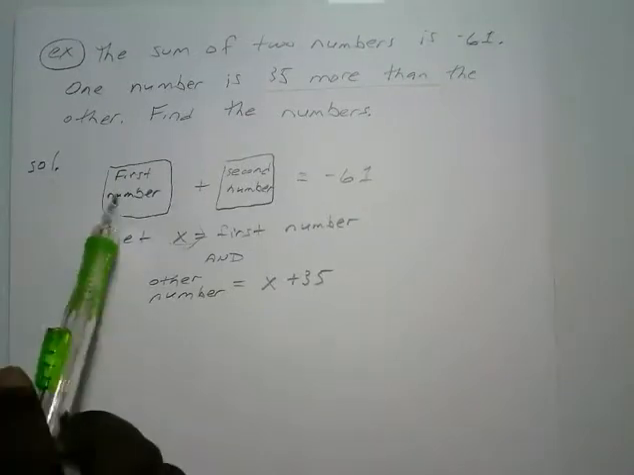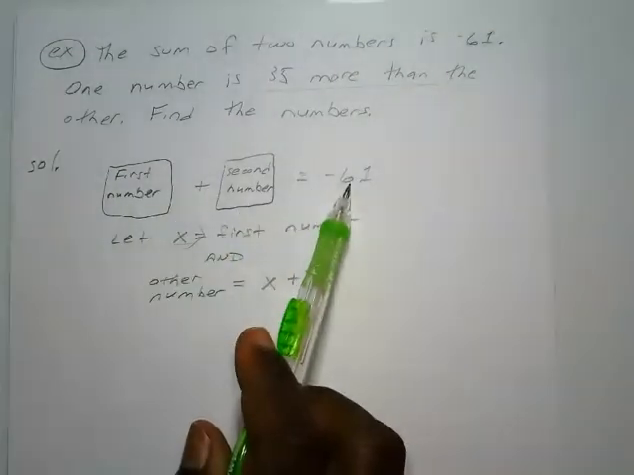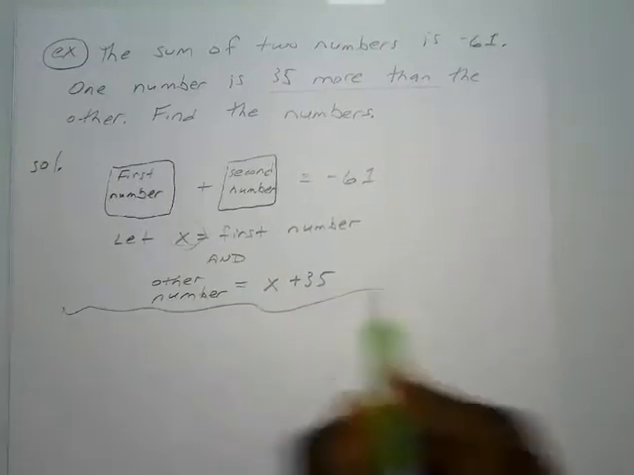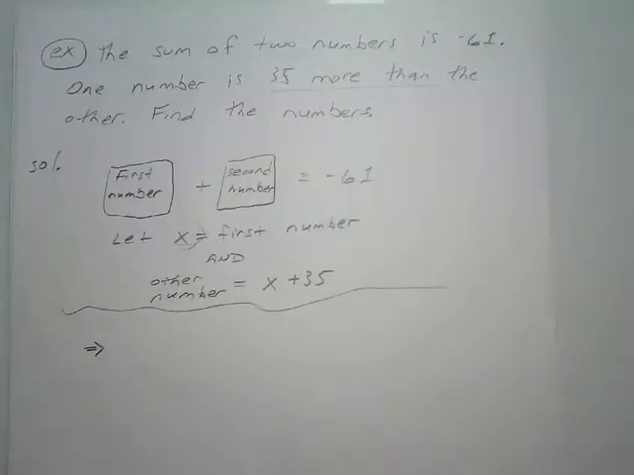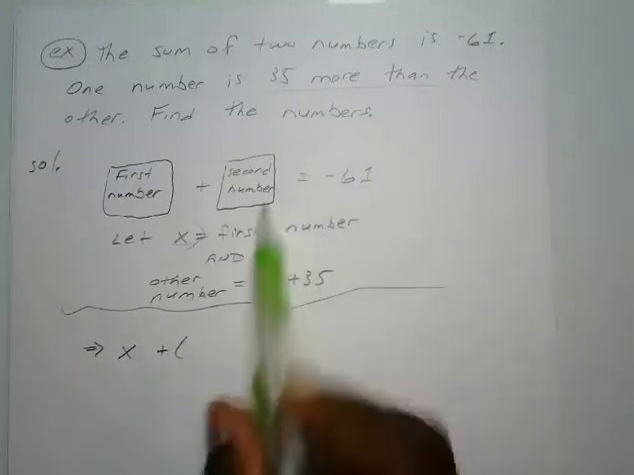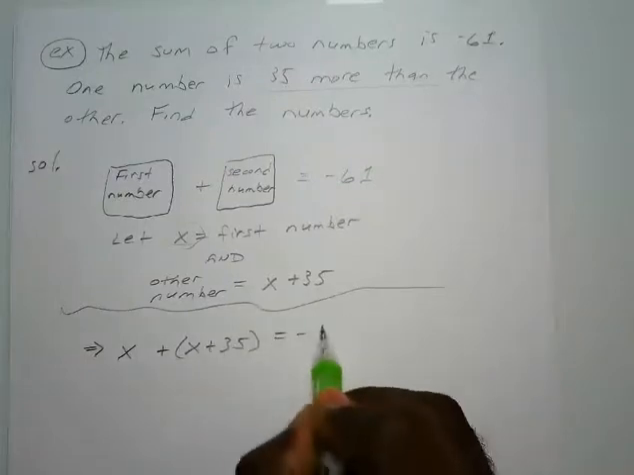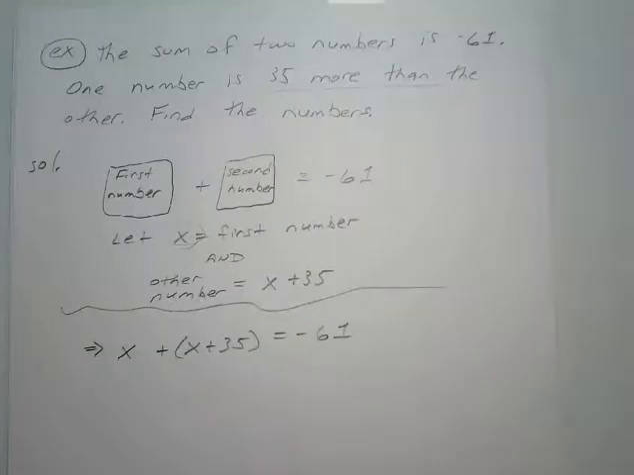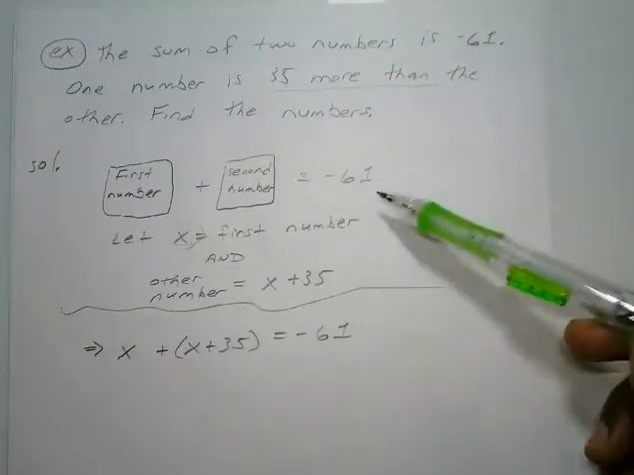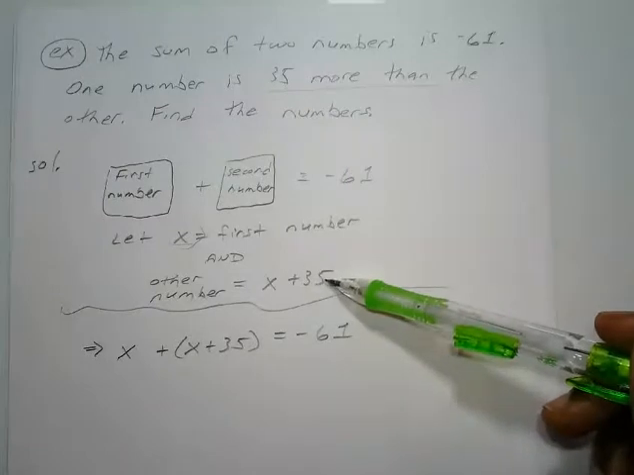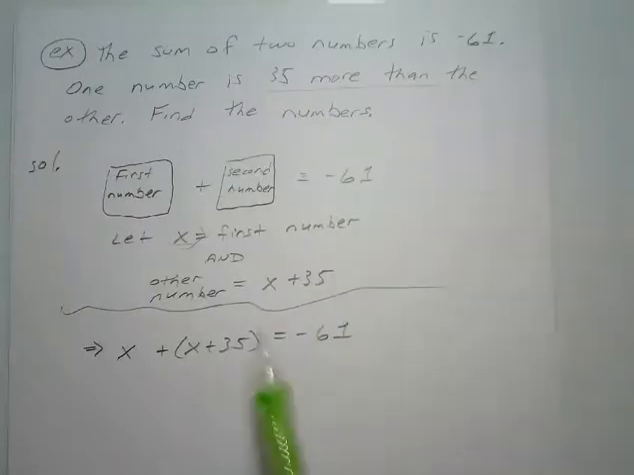So if we have our first number plus our second number equals negative 61, then that will give us our first number, x, plus our second number, x plus 35, equals negative 61. Okay, so as we did our first step, we assigned variables to our unknowns. And as our second step, we turned it into an equation. So now we go ahead and we solve it.